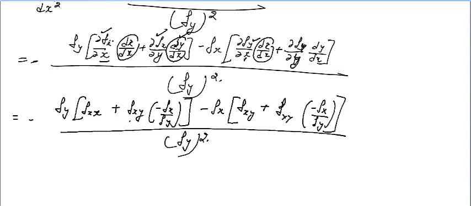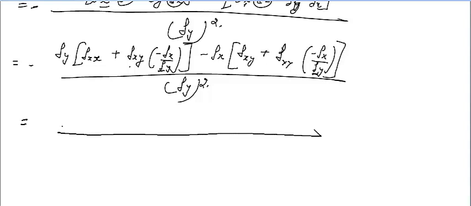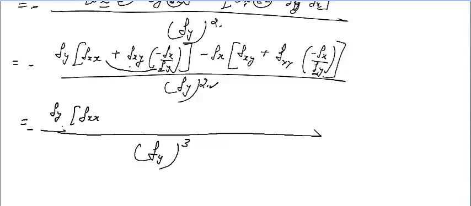Closed. Now in the numerator, when you take the LCM in the numerator, fy will be the LCM. So fy square is already there. When you have one more fy in the denominator, you have fy cube. Now here will be minus outside, fy. See, this will be multiplied with this. You have fx double x fy.